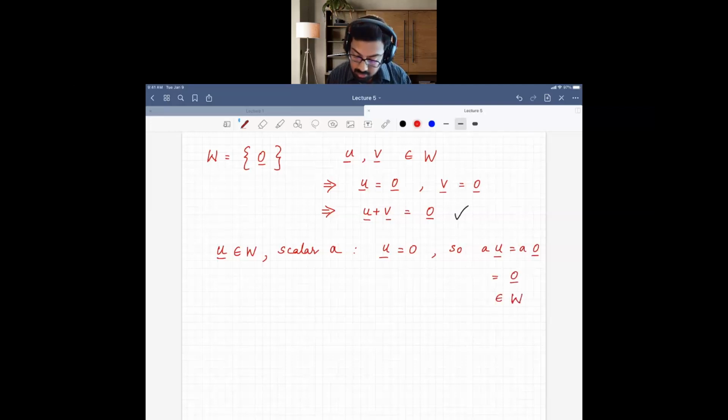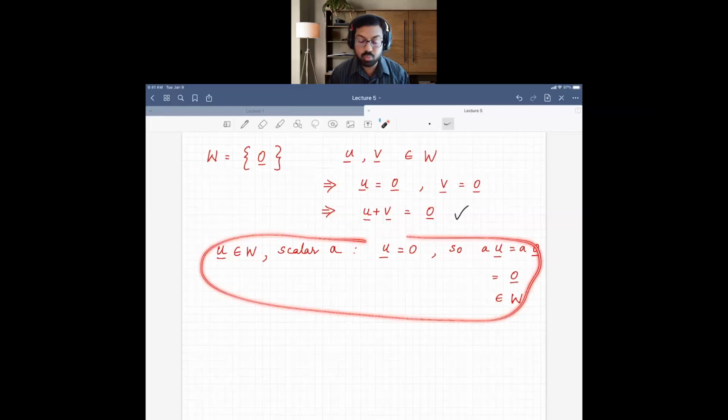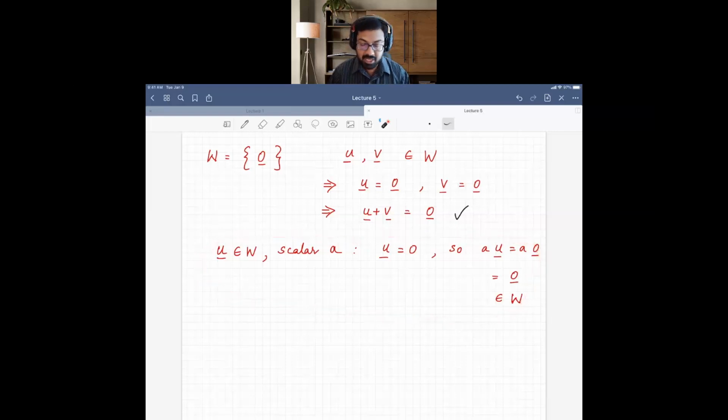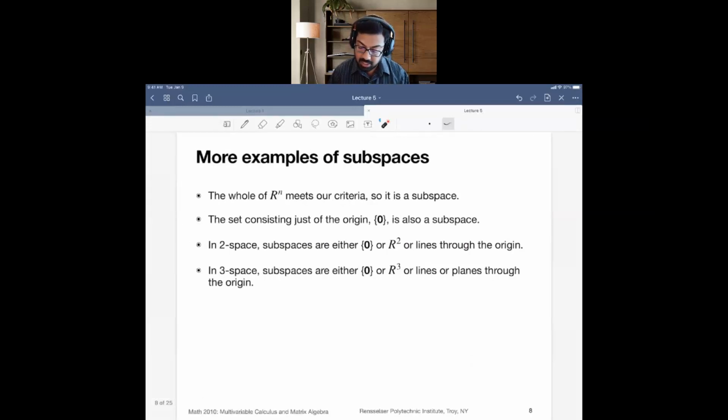Right. So this says closed with addition. This says closed with scalar multiplication, with scaling, and it's obviously non-empty. So using those three criteria, we can say that the set that just consists of the origin is going to be a subspace. We have met all those three conditions.